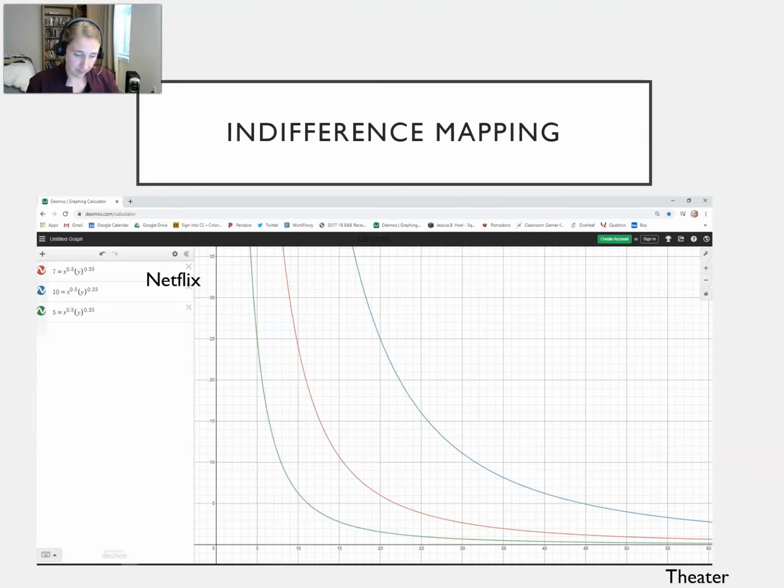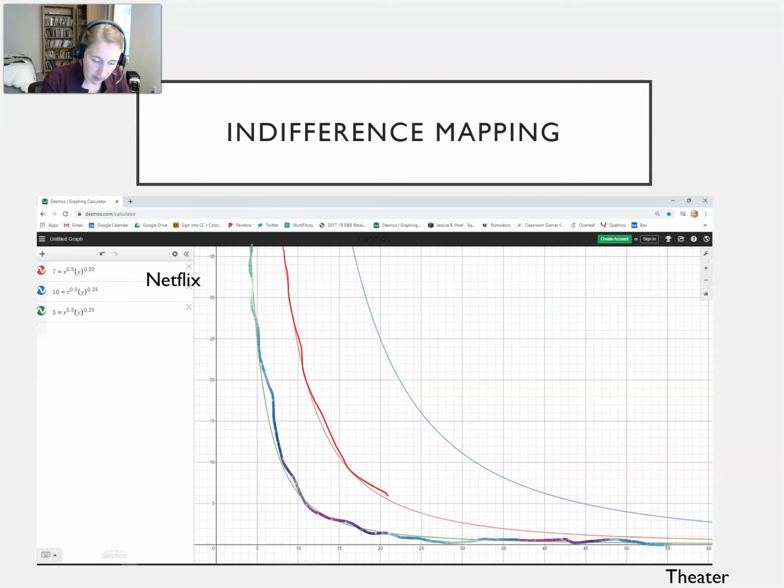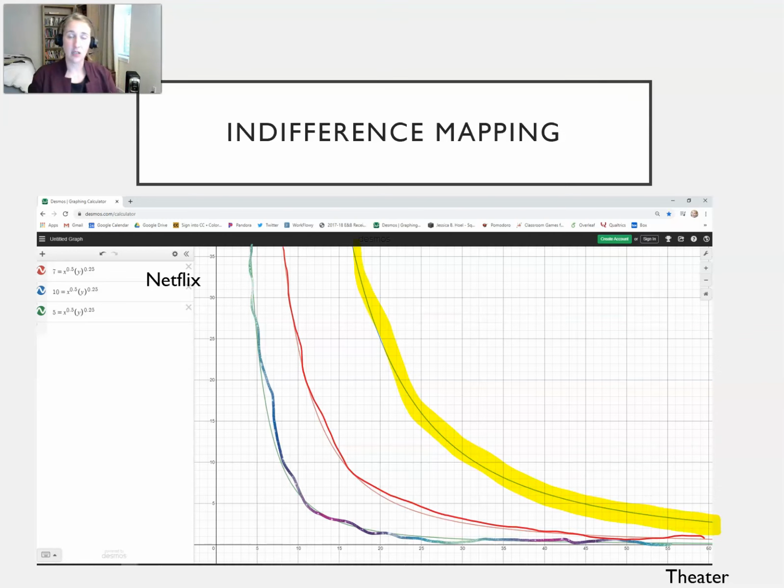All right, sweet. So then in the Marginal Revolution videos, they also showed you what's called an indifference mapping, right? And all this shows is all of the combinations of movies watched on Netflix and movies watched in the movie theater that give a person a utility level of 5. Whereas this indifference curve shows all of the combinations of movies in the theater and movies on Netflix that give you a utility level of 7. And this one shows all of the combinations that give you a utility level of 10. Okay, so that was those indifference curves.